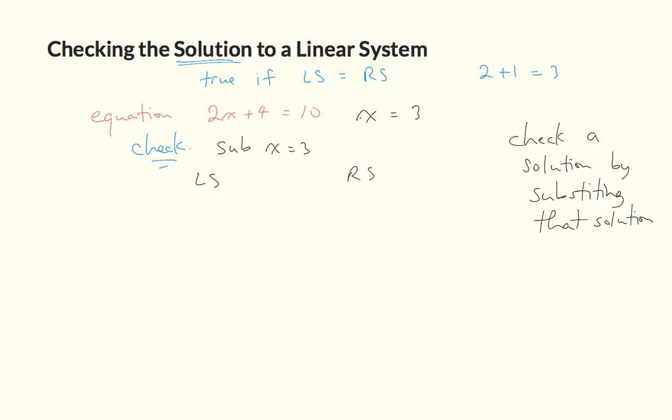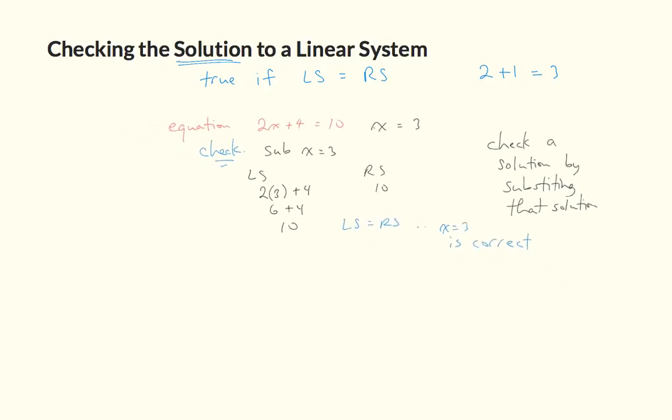Okay, so when we substitute x equals 3 into the left side, we get 2 times 3 plus 4, and if we simplify that all the way, it's 6 plus 4, which is 10. When we substitute in the right side, well, we have a 10 and nowhere to put the x, but we do notice right off the bat that, hey, the left side worked out to 10, the right side is 10, and so we are pretty safe to declare that the left side equals the right side, and therefore x equals 3 is the correct solution.